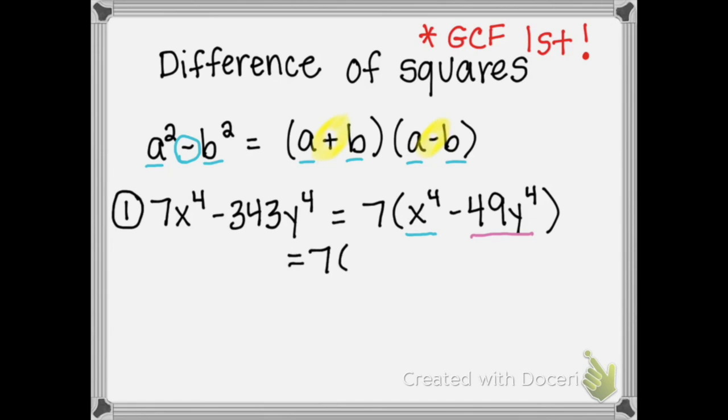Now that GCF is still going to remain. I'm going to do two parentheses, one plus, one minus. So x to the fourth, when we break that down, is going to give me x squared. So I'm going to put x squared in the same spot x to the fourth would be. And then I'm also going to break down 49. So the square root of 49 is going to be 7 and 7. And the square root of y to the fourth is going to be y squared. And there's my difference of squares.